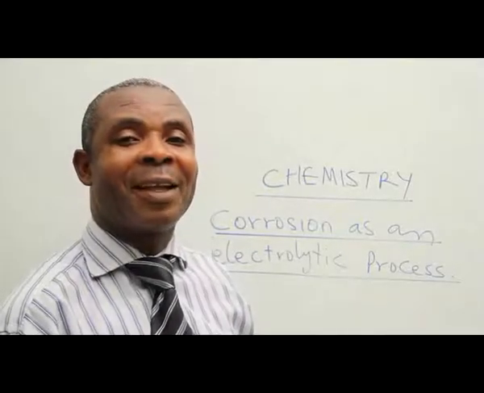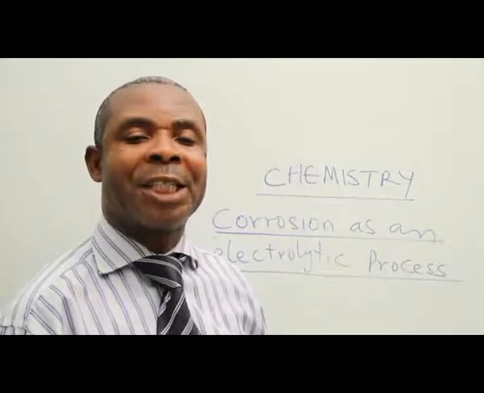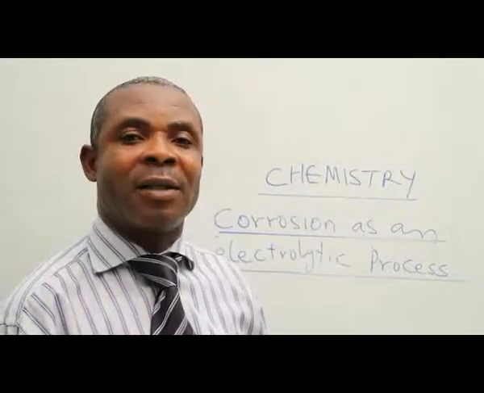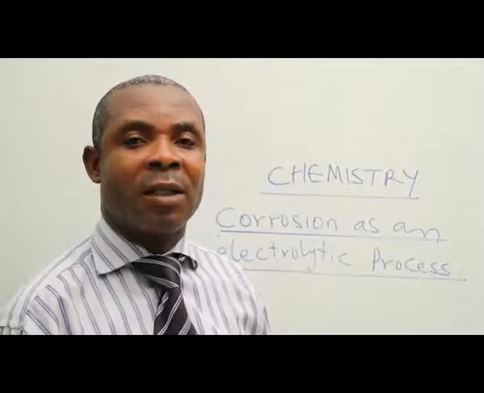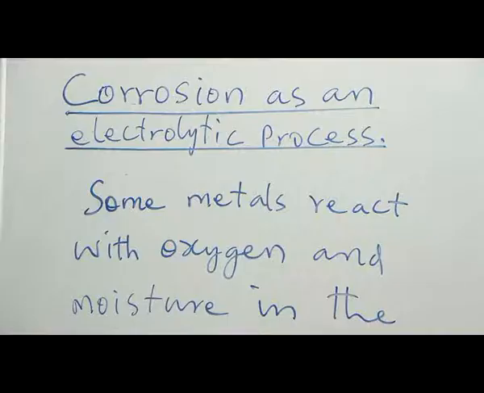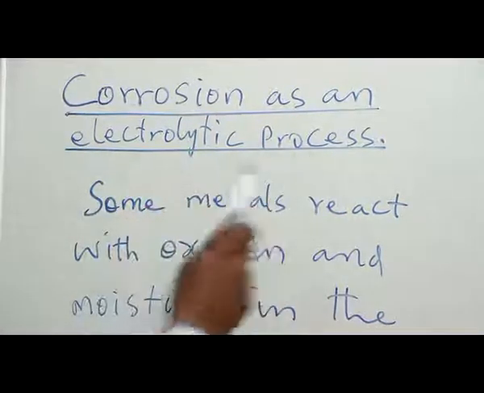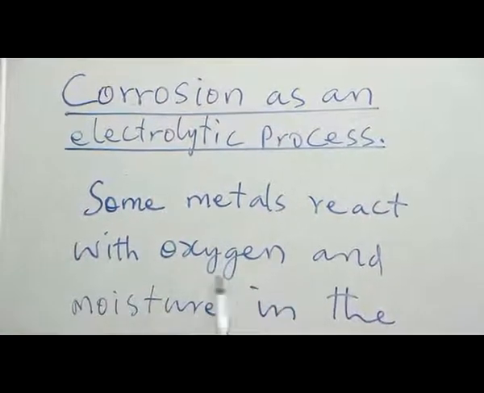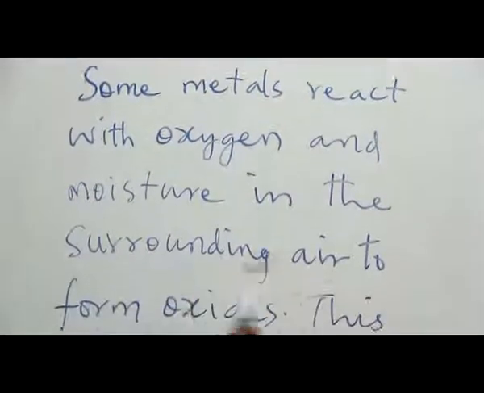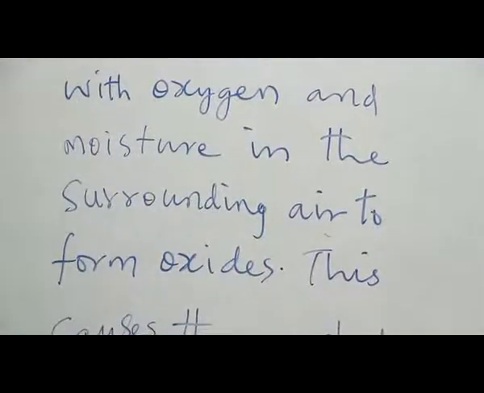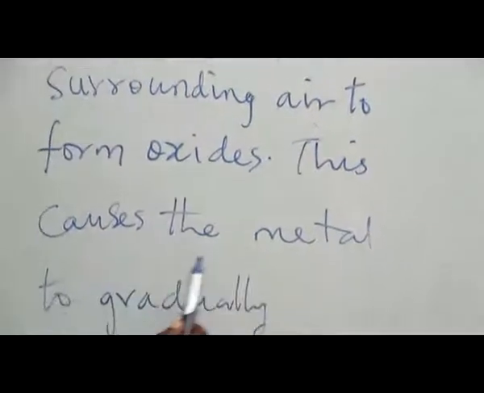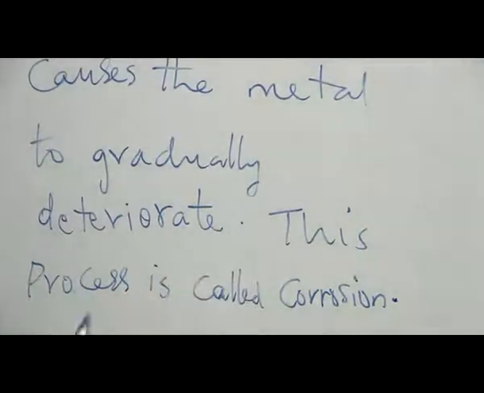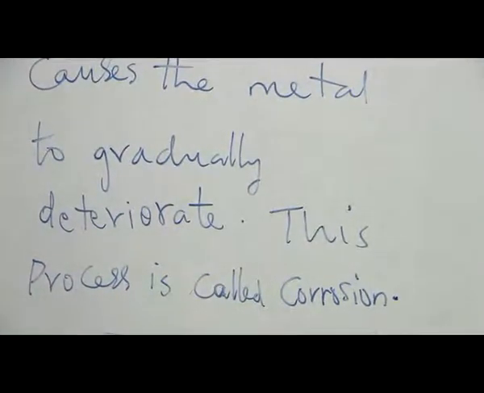The topic for today is corrosion as an electrolytic process. Some metals react with oxygen and moisture in the surrounding air to form oxides. This causes the metal to gradually deteriorate. This process is called corrosion.